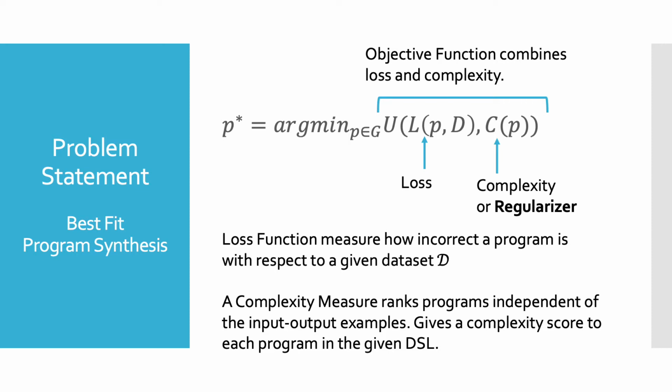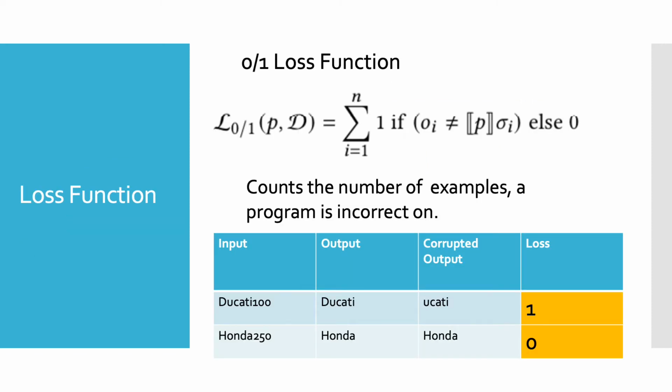Now, the question is, what kinds of loss functions can we use? The framework doesn't have any special restrictions on the type of loss functions we can use, but we'll go through some example loss functions. For example, this is a 0-1 loss function. It just counts the number of examples a program is incorrect on. If you wish to find a program which satisfies the maximum number of input-output examples, we may want to use this loss function.